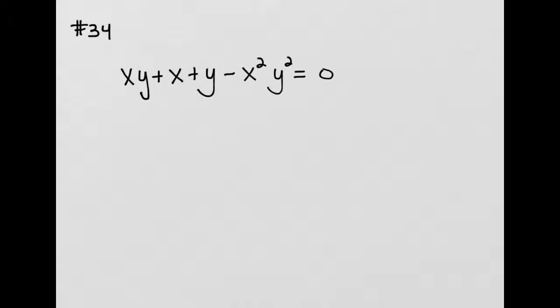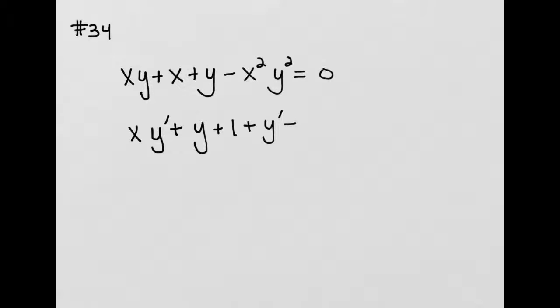So let's differentiate. Again, the product rule. We have the first times the derivative of the second. I'm just going to go ahead and make that a y prime. Plus the second times the derivative of the first, and the derivative of x is just 1. Derivative of just a plain plus x term is just a plus 1. And the derivative of just a plain y term is a y prime.